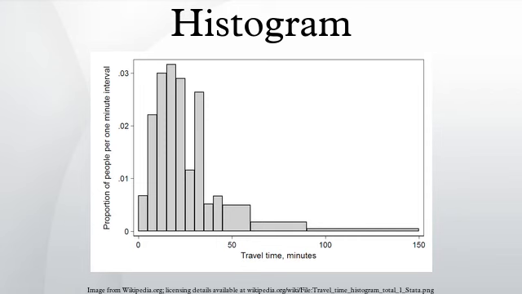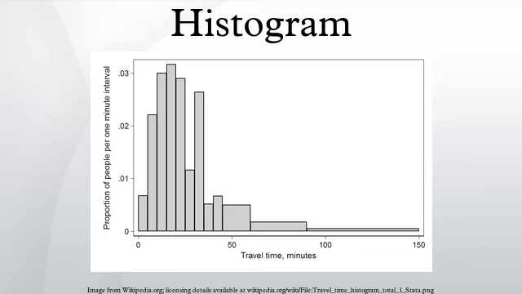The height of a rectangle is also equal to the frequency density of the interval, that is, the frequency divided by the width of the interval. The total area of the histogram is equal to the number of data. A histogram may also be normalized, displaying relative frequencies. It then shows the proportion of cases that fall into each of several categories, with the total area equaling 1.